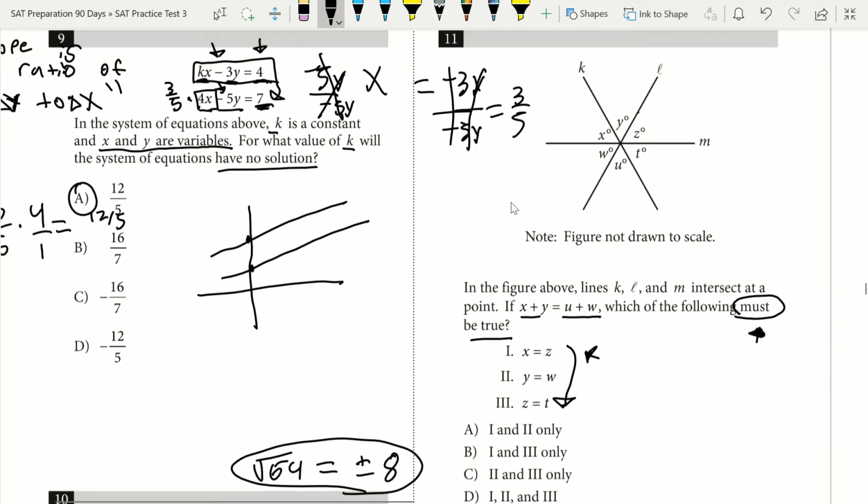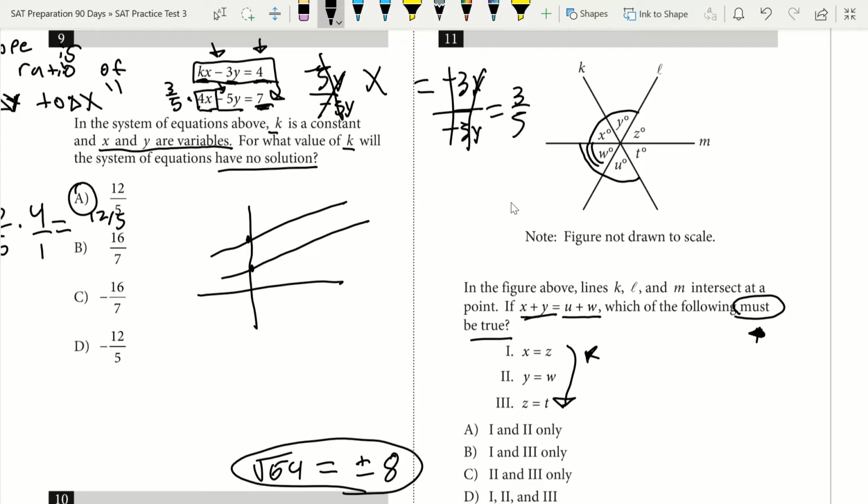Well, the first thing that I'm going to do is I was told that x plus y equals u plus w. So I'm going to draw this indicating that u plus w is equal to x plus y. I also know that my u equals my y, my w equals my t, and my z has to equal my w, right? Because we have this L to this M, that means that the angle here has to be the same as well. So then what I know is we have x equals z. Well, does x equal z?